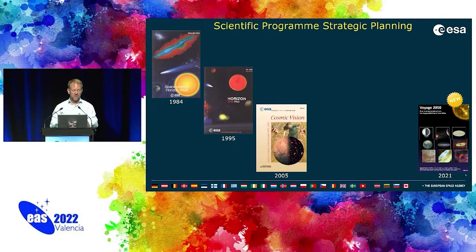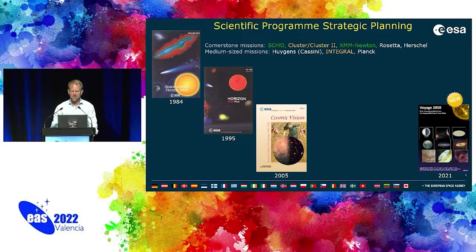And the 80s, that's when we decided about some cornerstone missions like SOHO and XMM-Newton, which many of you still use very actively. Cluster and Integral are also still working. They're in orange here because they reached the end of life. Other missions have flown and were very successful, like Herschel and Planck, for example. And really, you see that what we are doing right now is only implementing what the previous generation has planned for us. And we are preparing something that the next generation can implement.